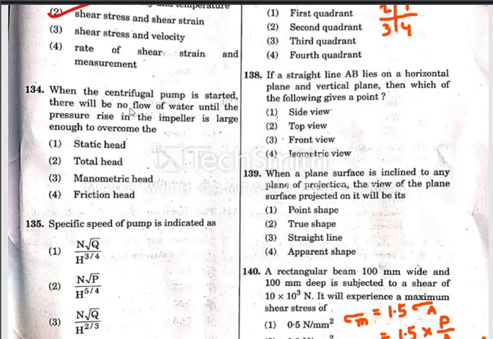And the next question, a rectangular beam 100 mm wide and 100 mm deep is subjected to a shear of 10 into 10 cube newtons, it will experience a maximum shear stress of. For a rectangular beam whose dimensions are 100 by 100, subjected to a load of 10 into 10 cube newtons, we know maximum shear stress sigma m is equal to 1.5 into average shear stress sigma A.